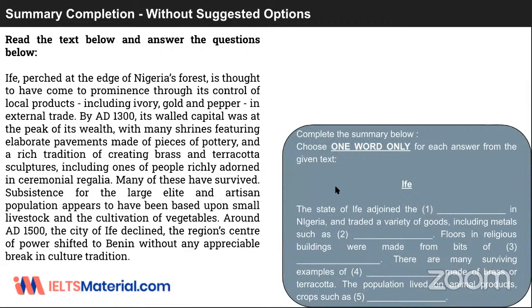So here we have the heading as IFE. And if you see, we almost have a big paragraph, and that is compressed into a very small one. So what you need to do is first read the complete question paragraph, and then go to the passage paragraph and find the answer. What is the instruction given? It is clearly said that you need to write only one word only. So make sure you're not writing more than one word.